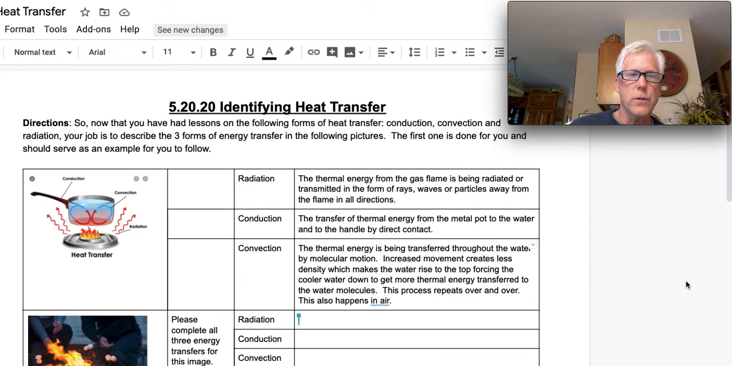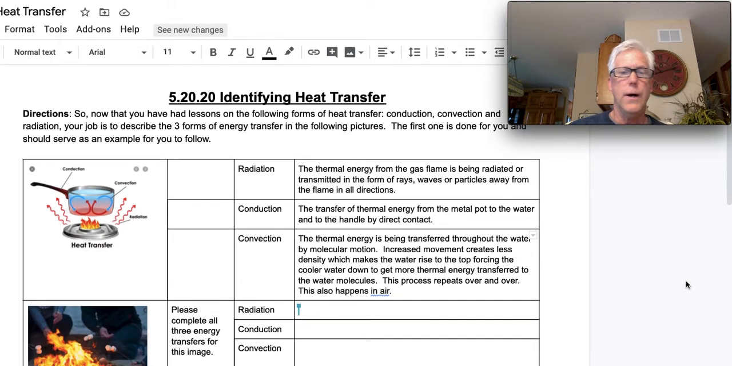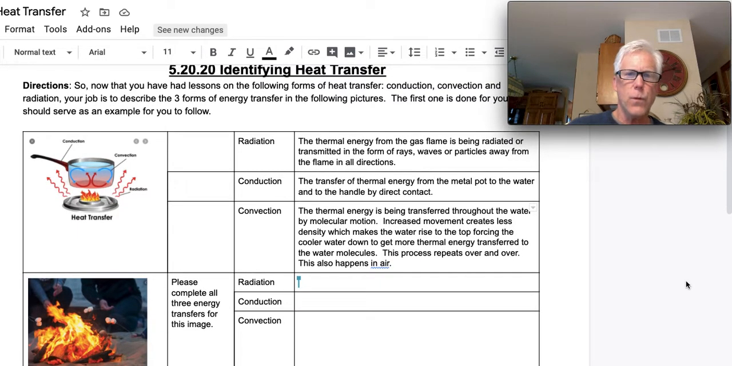And I'll just read the directions. So now that you have had lessons on the following forms of heat transfer: conduction, convection, and radiation, your job is to describe the 3 forms of energy transfer in the following pictures. The first one's done for you and should serve as an example for you to follow. Okay, so radiation, the thermal energy from the gas flame, is being radiated or transmitted in the form of waves or particles away from the flame in all directions. Okay, you can see that from the picture here.